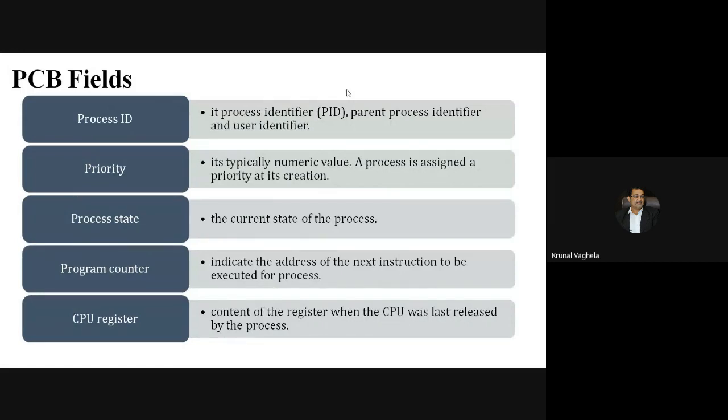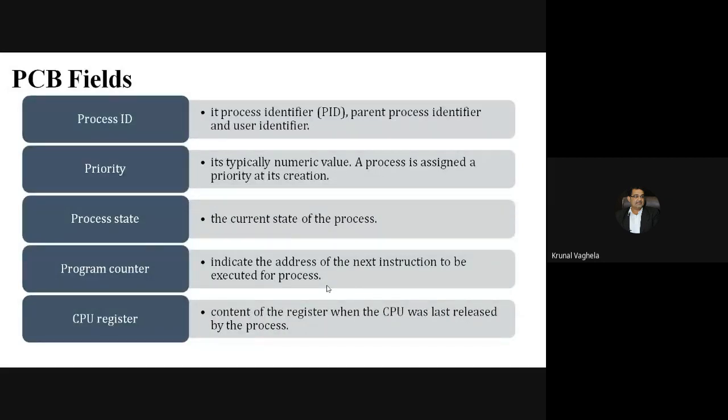Process state is the current state of the process: ready, running, blocked, terminated, suspended. Program counter: these you will understand when you learn the subject microprocessor, but let me explain it now. Program counter indicates the address of the next instruction to be executed for the process.